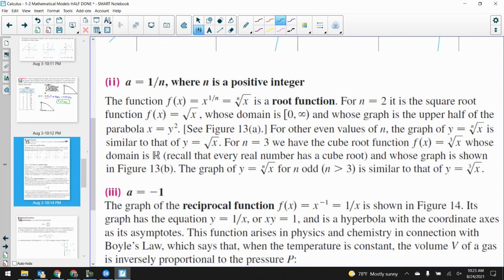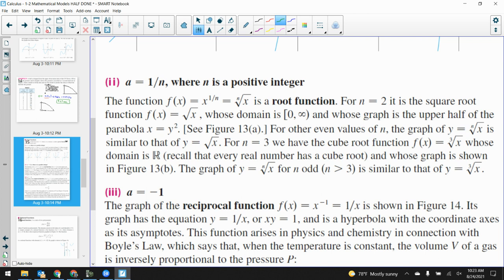Okay, now, if we have x to the fraction power, remember, x to a rational power is a root function, right? So if I have x to the 1/2 power, that's the square root of x. If I've got x to the 1/3 power, that's the cube root of x, okay? The function f of x equals x to the 1 over n is the nth root of x, right? For n equals 2, it's a square root, whose domain is 0 to infinity, and whose graph is the upper half of a parabola.